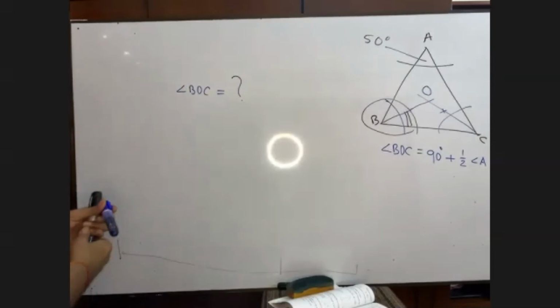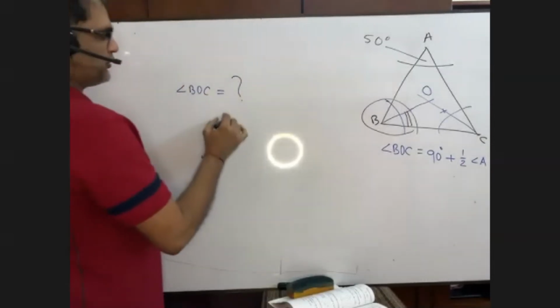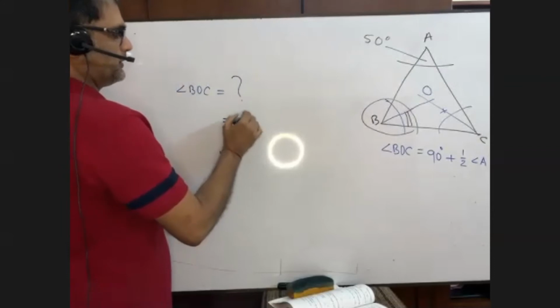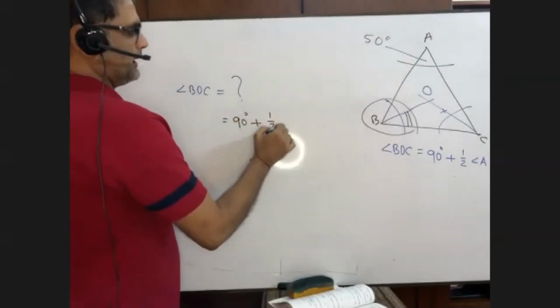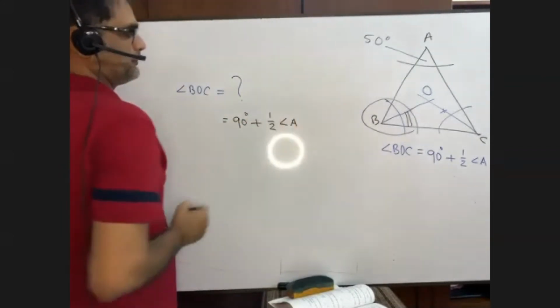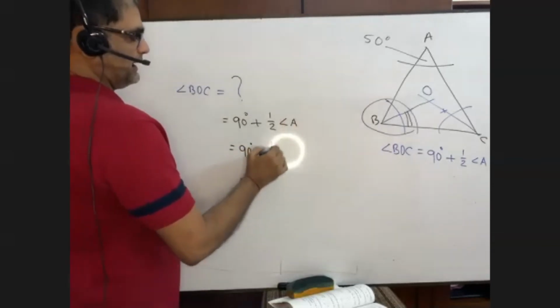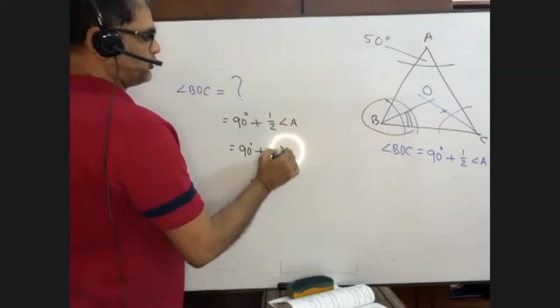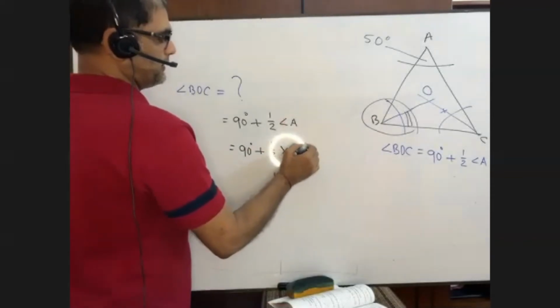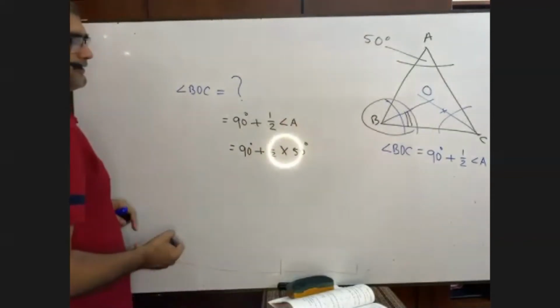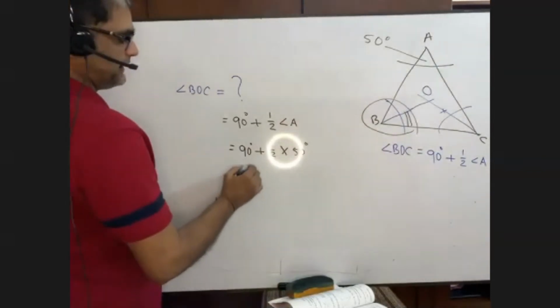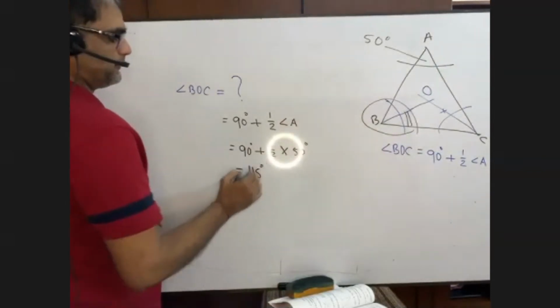Very easy and simple. What is the formula? Angle BOC equals 90 degrees plus half of angle A. That is the formula. Now, angle A equals 50 degrees, so half of it is 25. 25 plus 90 equals 115 degrees.